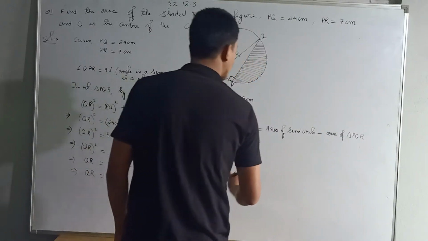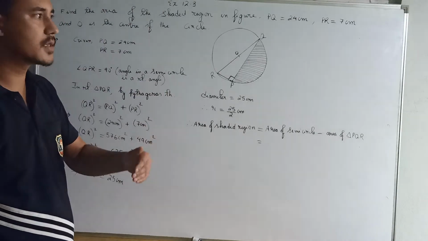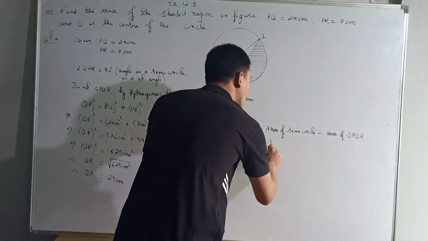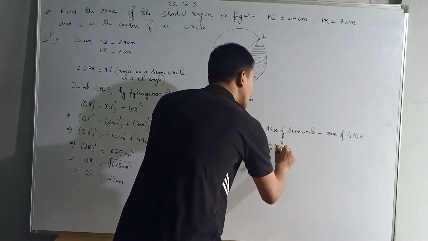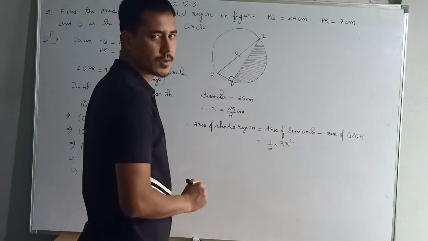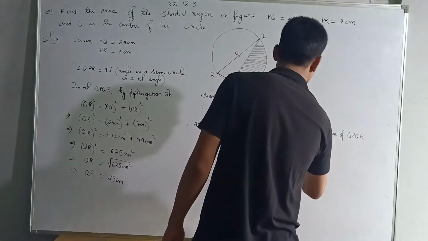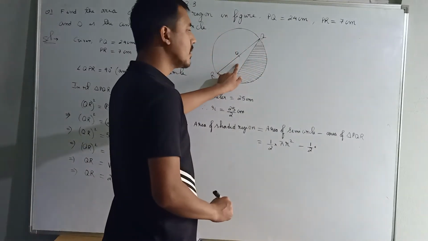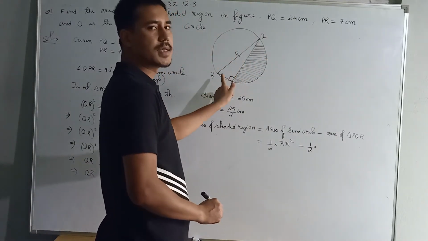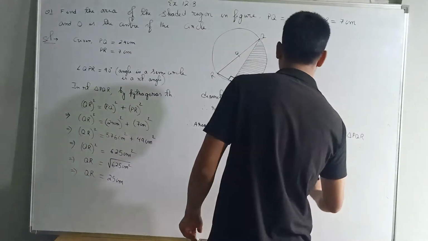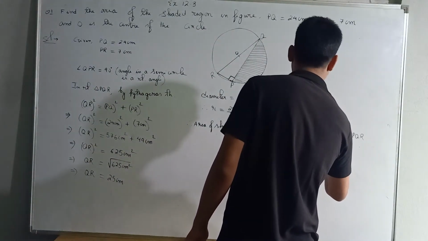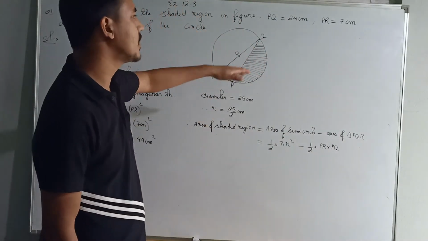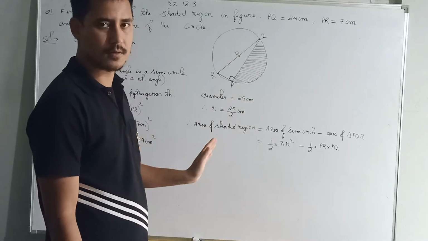Now area of semicircle. Semicircle means half of this circle. So area of semicircle will be half times the area of circle, pi r square. Minus area of triangle, half base into height. For this triangle, the perpendicular sides will be the base and the height. So half into base PR into height PQ. In the right triangle, the perpendicular sides are the base and the height.